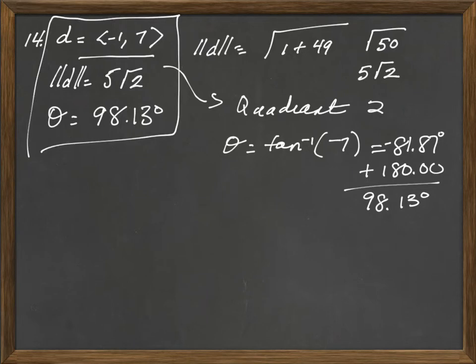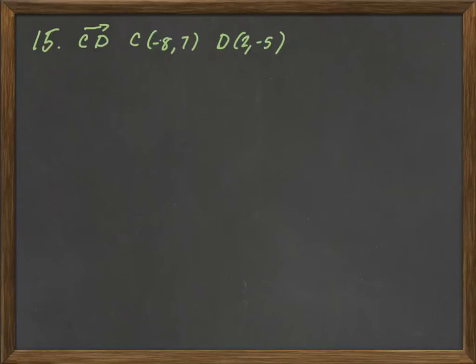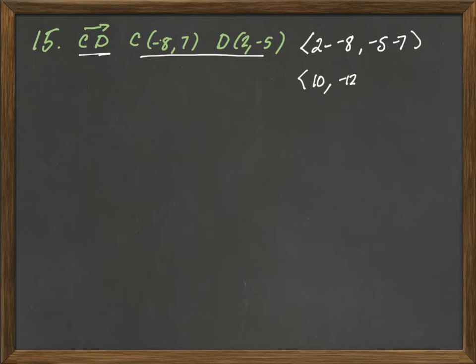And let's see if we can't do 15 on this video. So 15 is the first one that gives us a non-component form. So let's get it in component form. Component form would be 2 minus -8, comma, -5 minus 7. So it would be 10, comma, -12. Okay, that's what I get, 10, comma, -12.